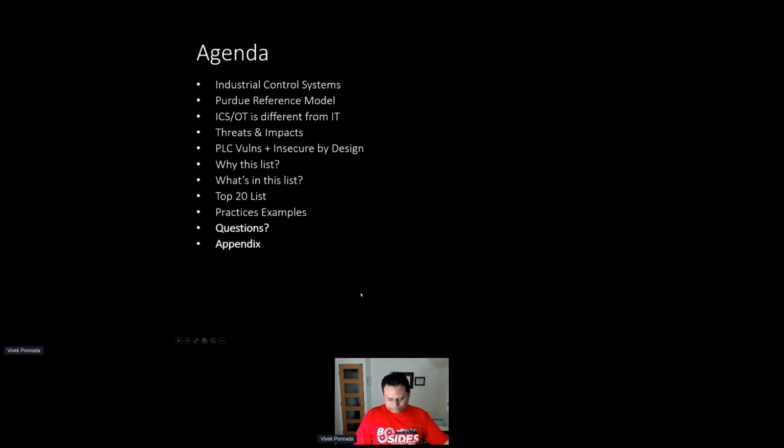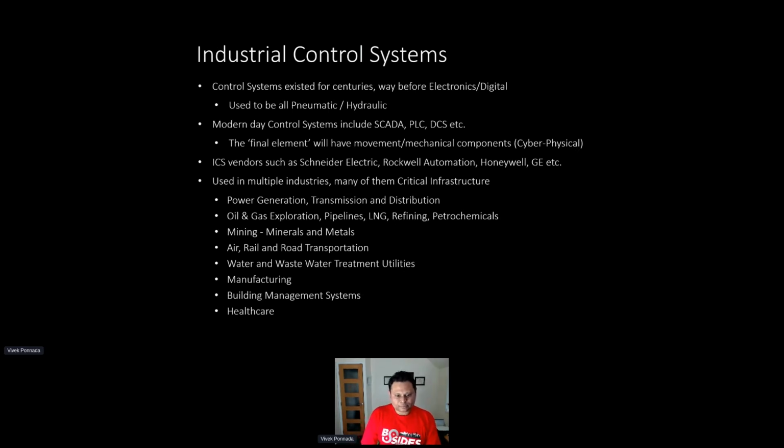All right. So next up, basics of industrial control systems. If you're familiar with it, maybe this is a good rehash. Control systems existed for a long, long time, even before electronics, before digital. They were based on pneumatic, which is air, or hydraulic, which is oil. So steam turbines and equipment that ran as control systems existed for a long time, hundreds of years. Now, of course, everything is electronics based.